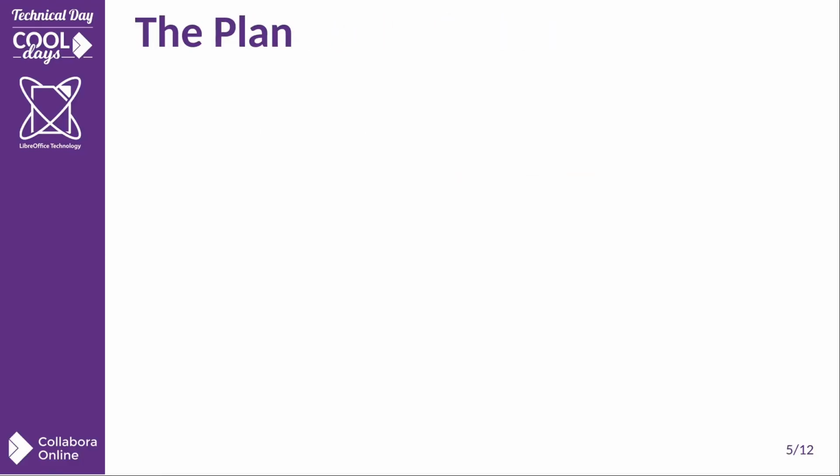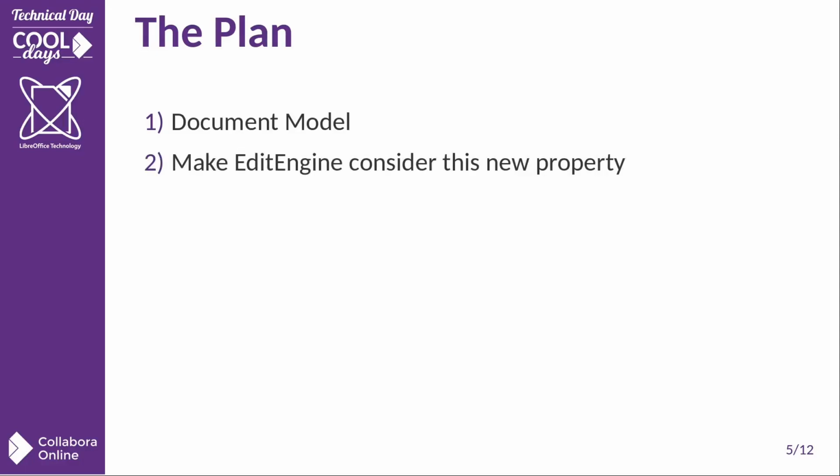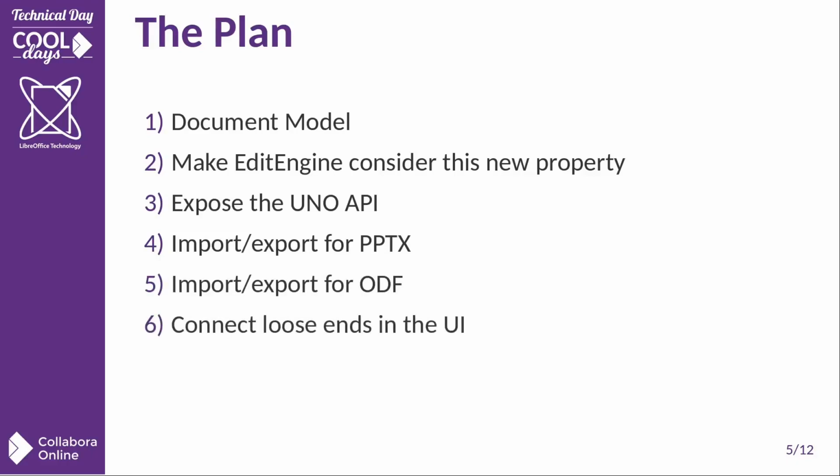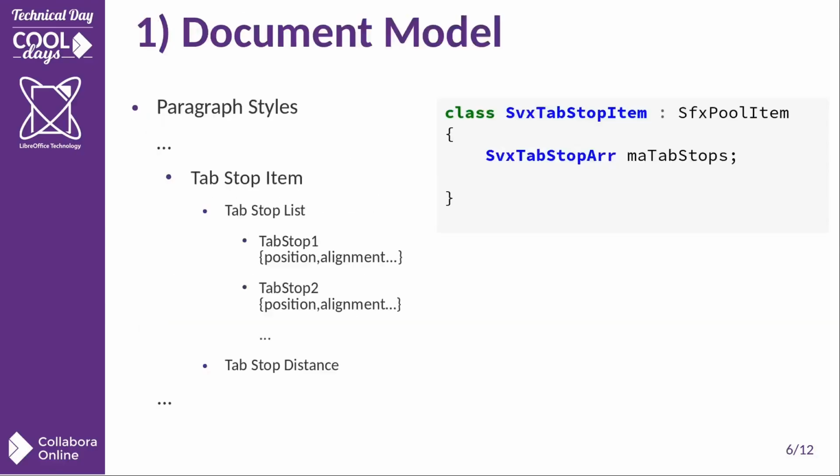After a bit of research, the plan was, first we will need to store this information in the document model. After that, we should make sure EditEngine considers this new property when layouting the text. With that in place, we should have something that is workable with. So we expose the UNO API and make it importable and exportable to PPTX and ODF. Lastly, we should also make sure the existing UI elements can take the property into account. Let's elaborate on each of these steps a little bit more in depth.